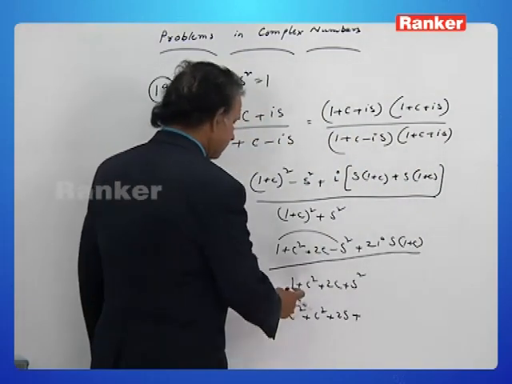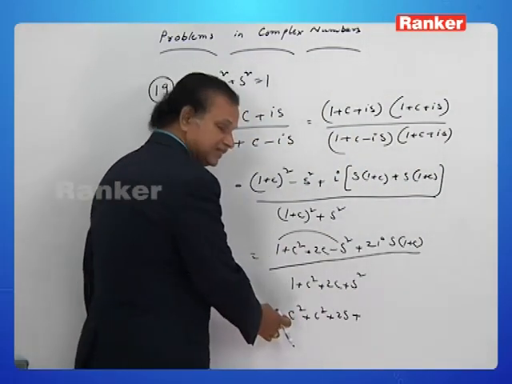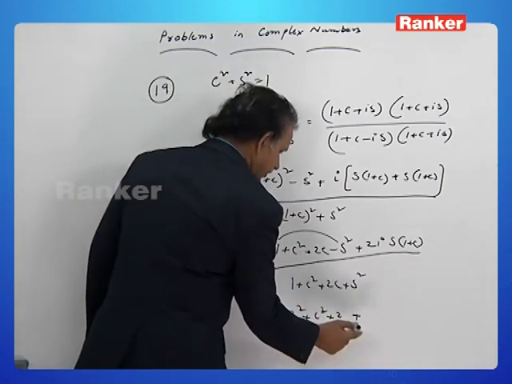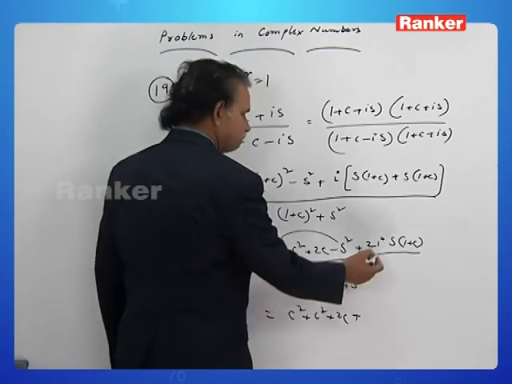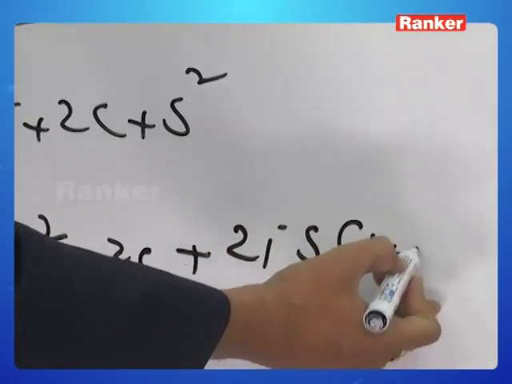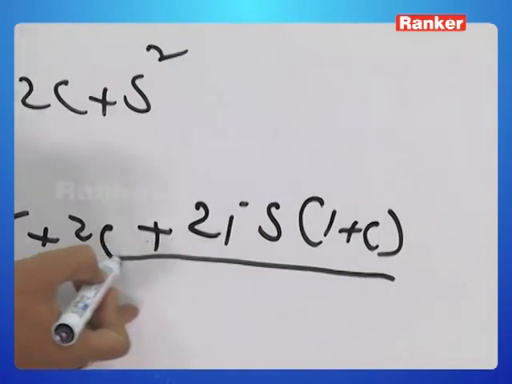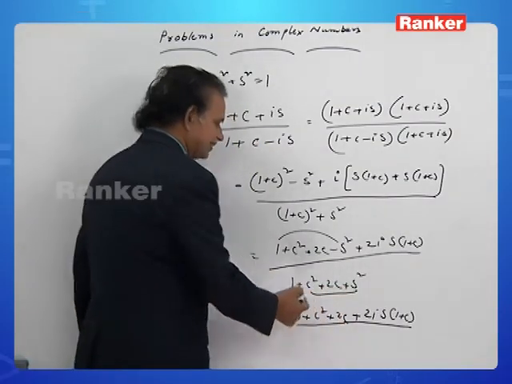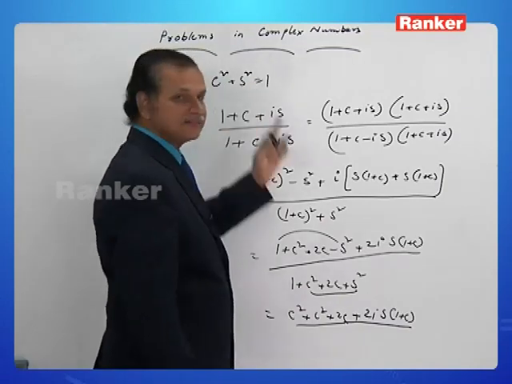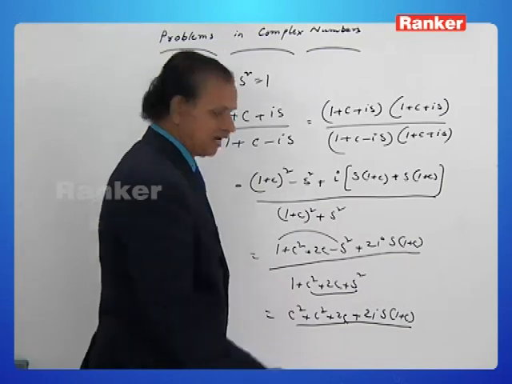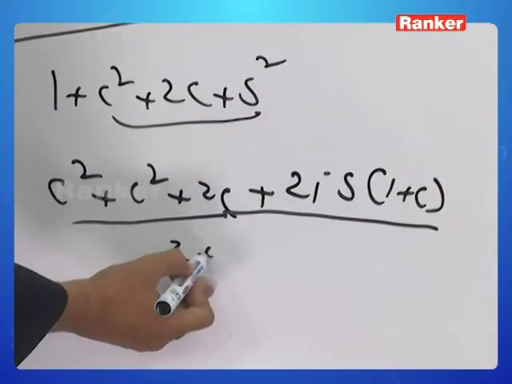Well, 1 minus s square is c square plus c square plus 2c, not 2s, 2c. Here 2s into 1 plus c in the denominator, by what? c square plus s square is 1. This is 1, this is 1. Total 2. 2 plus 2c.